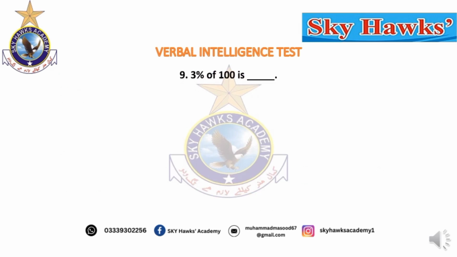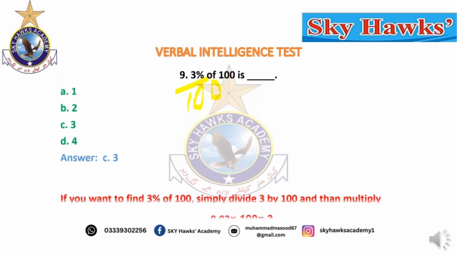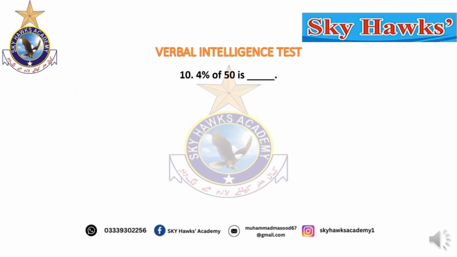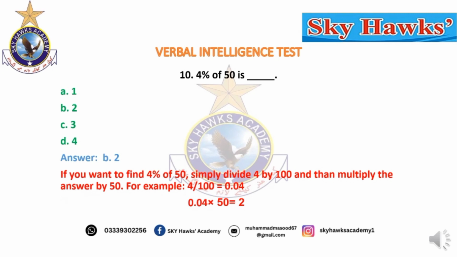3% of 100: simply pause this video and make your own calculations. How are we going to do it? Divide 3 by 100 quickly, and then multiply it by 100, and you will get the answer, that is 3. 4% of 50: quick, do it by yourself. Here we are going to do 4 divided by 100, and then multiply it by 50, which will give you the answer of 2.